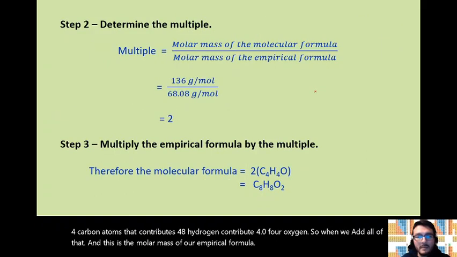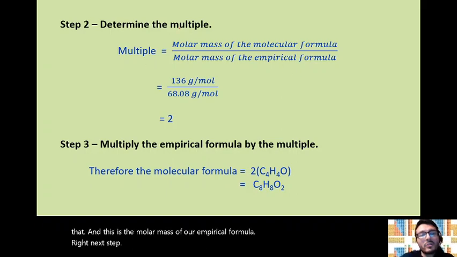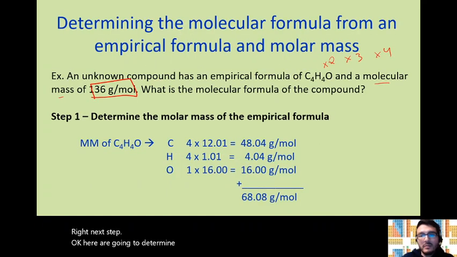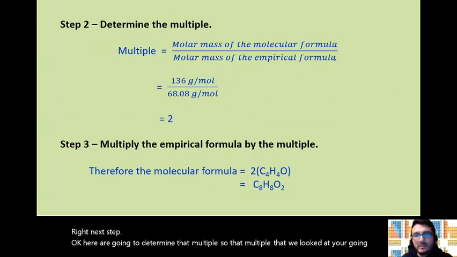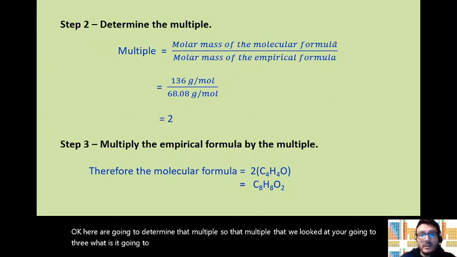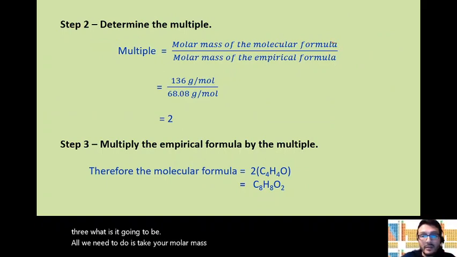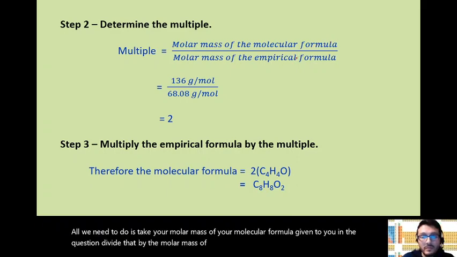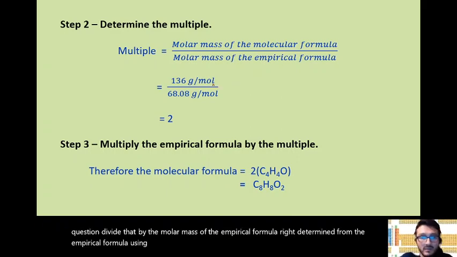Next step, we're going to determine that multiple. Is it going to be 2, 3, what is it going to be? All we need to do is take the molar mass of your molecular formula, given to you in the question, and divide that by the molar mass of the empirical formula, determined using your periodic table. Divide the two. Turns out that it's double.